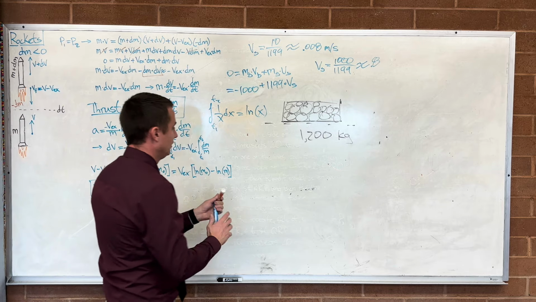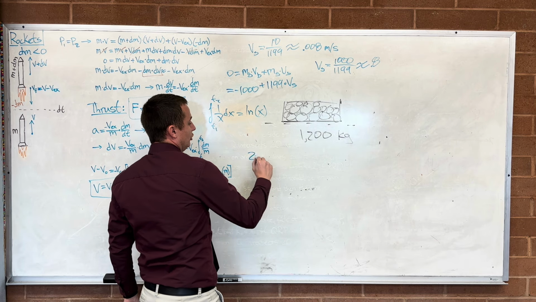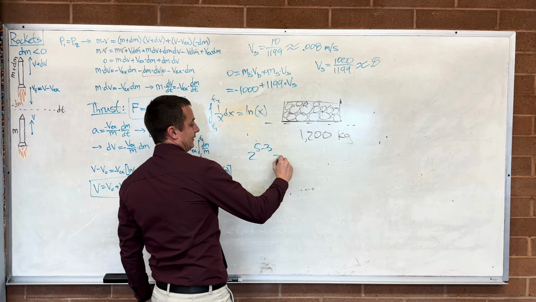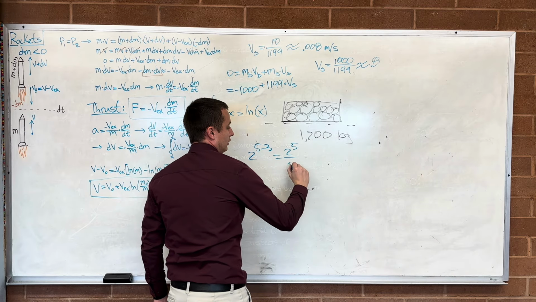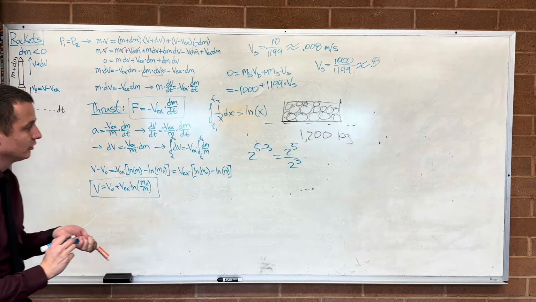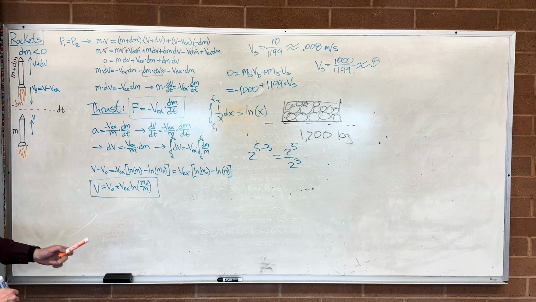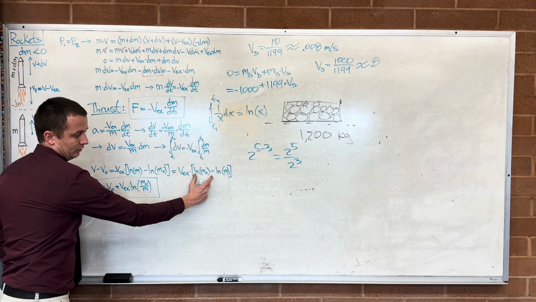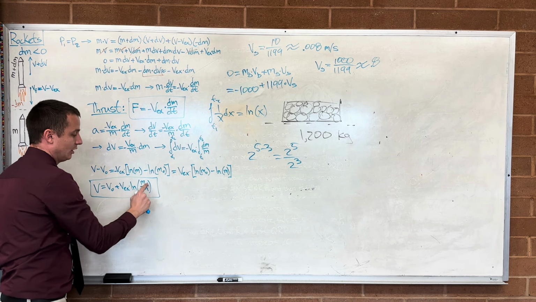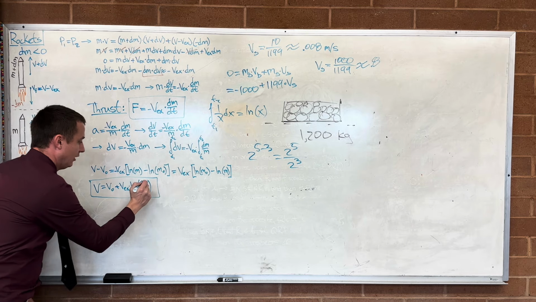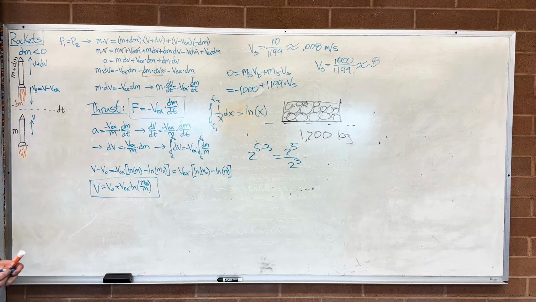When I say 2 to the 5 minus 3, that's the same thing as 2 to the 5 over 2 to the 3. A difference in exponents is a quotient of the numbers. Taking a log is an exponent, so that's an exponent difference. The numbers are what you have inside. Okay, and there we go.